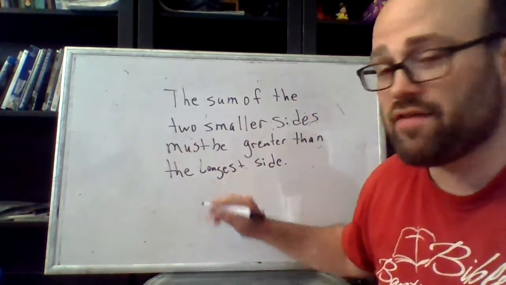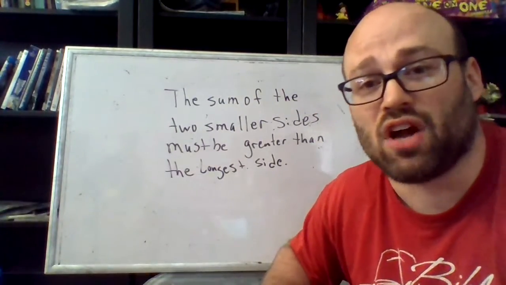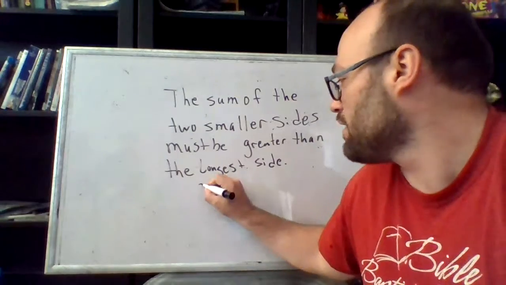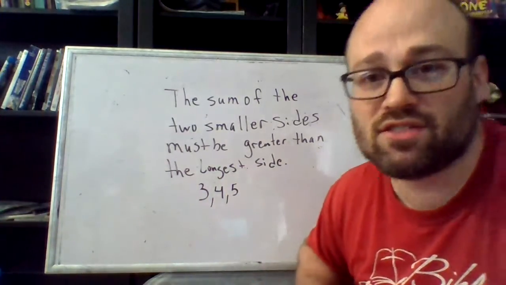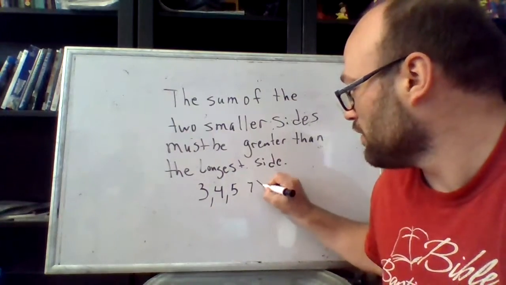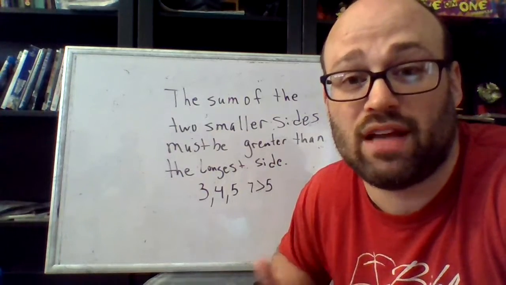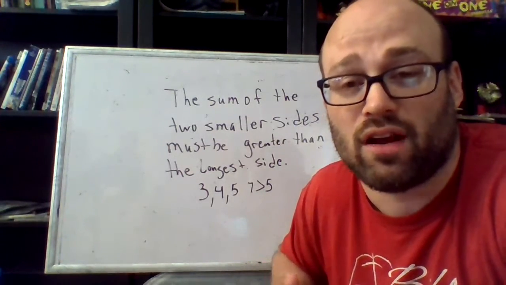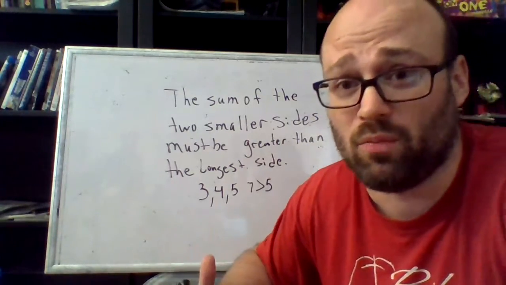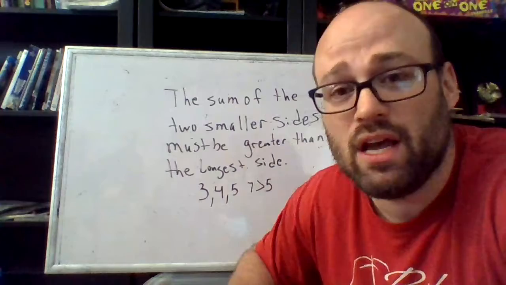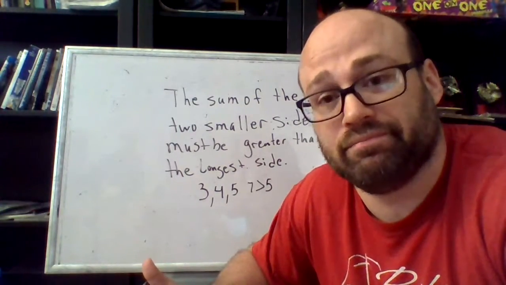A 3, 4, 5 is a common triangle you are going to see a lot, especially in high school geometry. We know 3 plus 4 is 7, and 7 is greater than 5, so this makes a triangle. There's no doubt that a 3, 4, 5 makes a triangle. It's also a special triangle, which you're going to learn about on Wednesday, and you're going to have an Ed Puzzle on that.